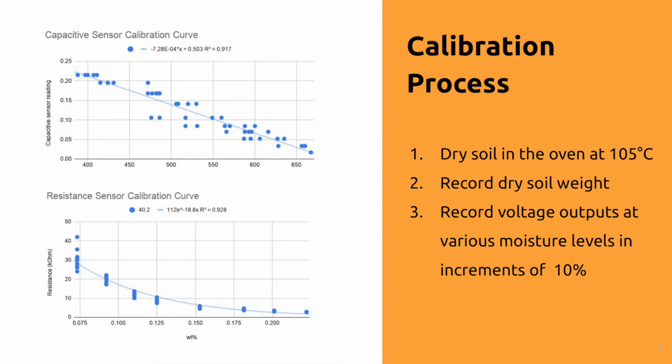The calibration process consisted of drying the soil at 105 degrees Celsius for 3 to 8 hours, moving it to a container, and measuring the voltage output of the moisture sensors at various moisture levels in 10% increments until the soil reached peak saturation. The calibration data was then used to find an equation that relates the sensor output with soil moisture. This process was repeated in different temperature ranges.